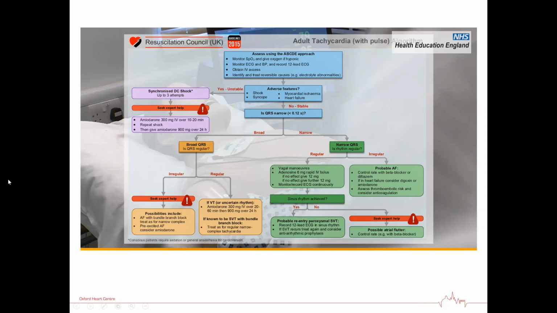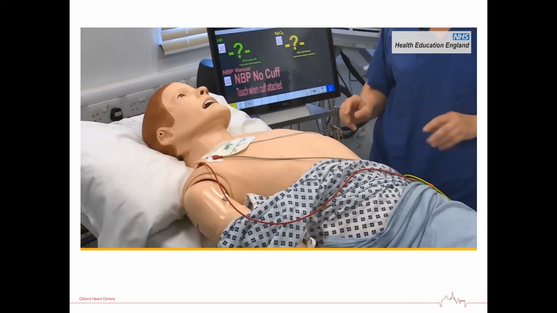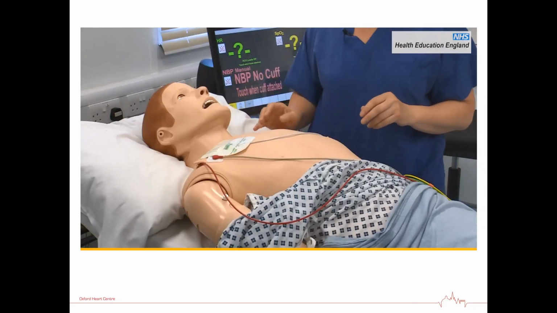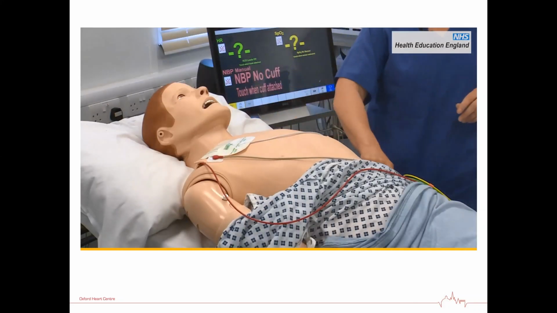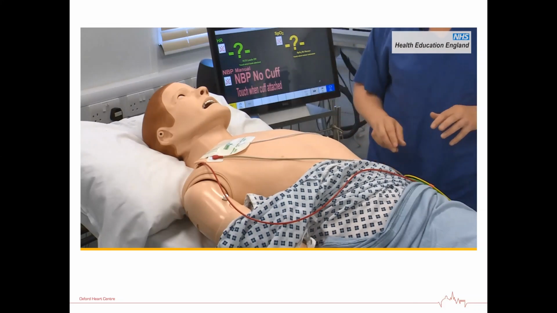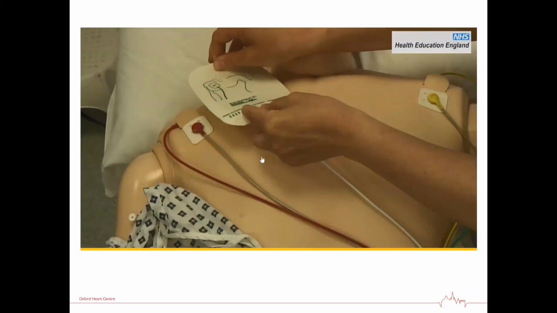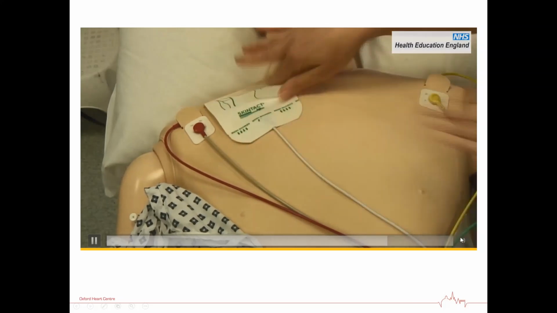The first shock is performed at 150 joules, passed to Rosie to talk through the attachment of the defibrillator pads, leads, and defibrillation process. So red on the right, yellow on the left, in the upper sternum below the clavicle.